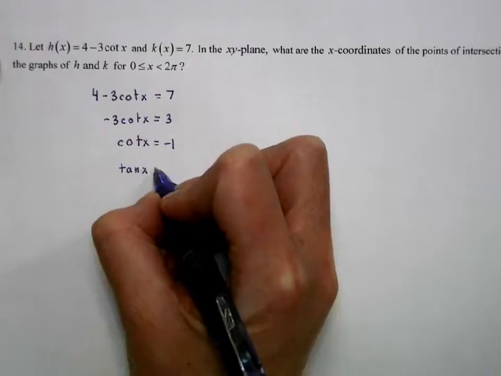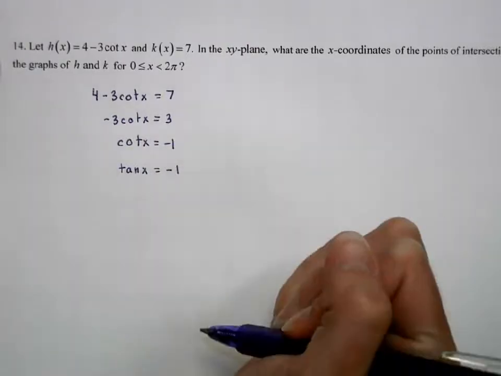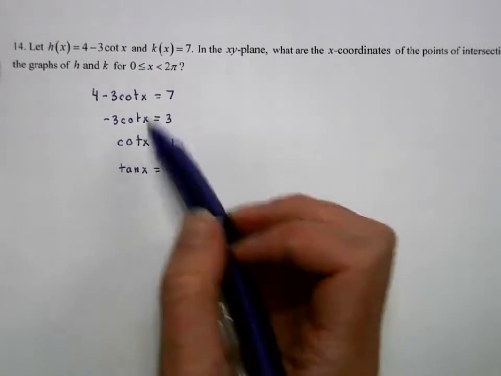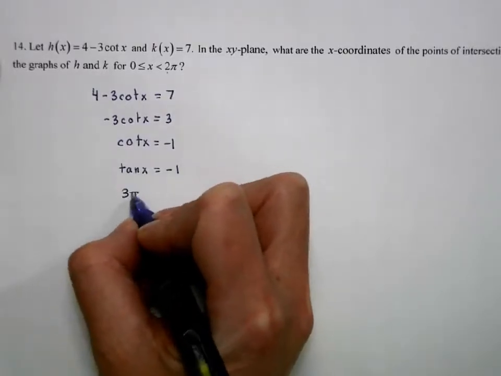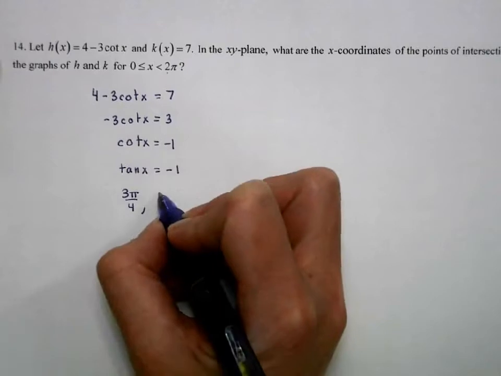In between 0 and 2 pi, that occurs in the second quadrant at 3 pi over 4, and again in the fourth quadrant at 7 pi over 4. 4, not 3.